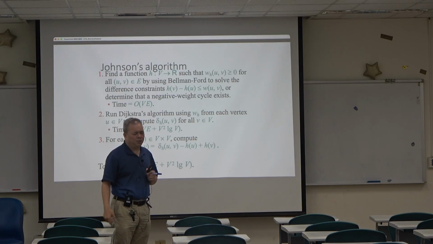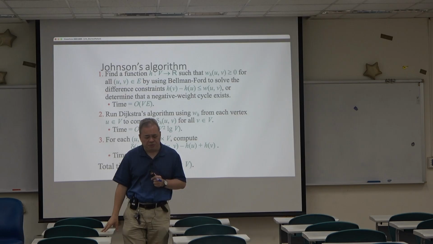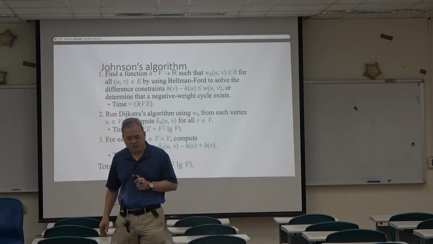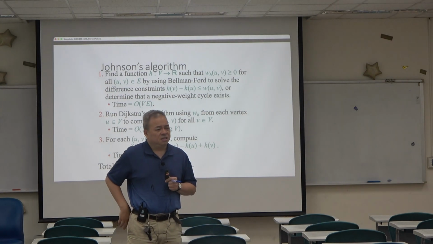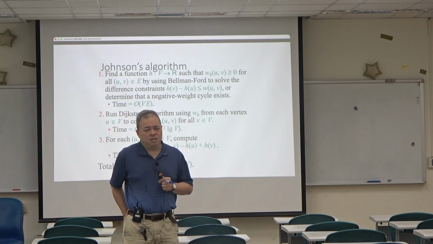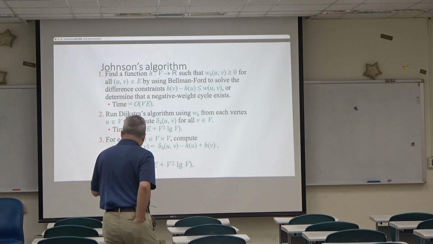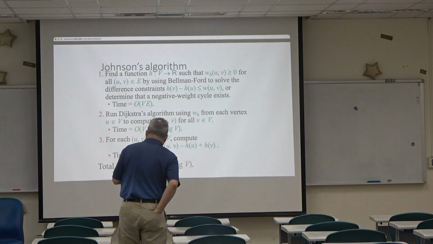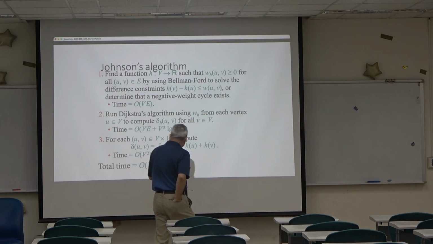Okay. So think about this. We have three different approaches to do all pair shortest path. The first one results in V squared log V, right? The second one results in V squared. The third one is like this. Which one is the best? Well, it depends.